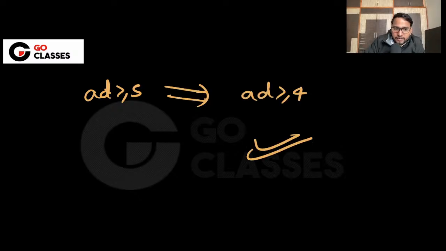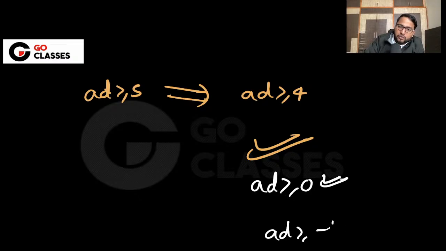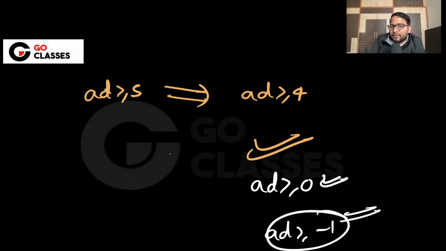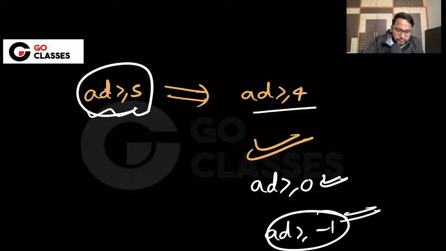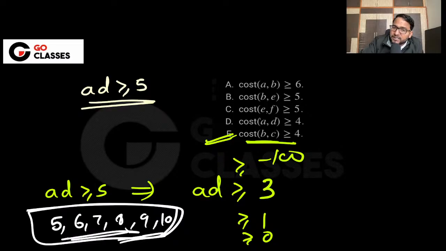Even if they say greater than or equal to 0, then it is okay, right? Even if they say greater than or equal to minus 1, then also it is okay, right? It is just that I have a tighter bound here, that it is at least 5. They are saying, okay, this will be starting from 4. Are you getting? So basically this D option is correct.